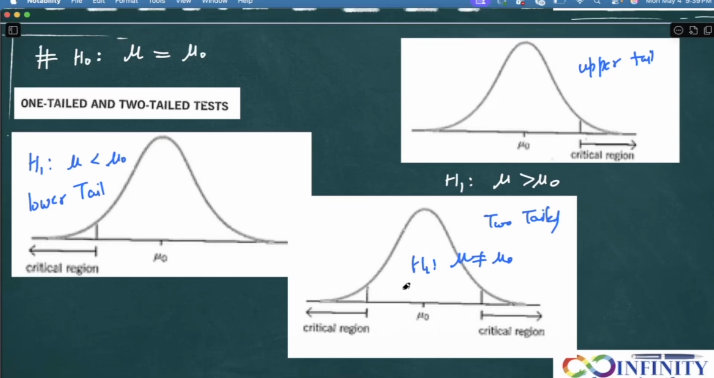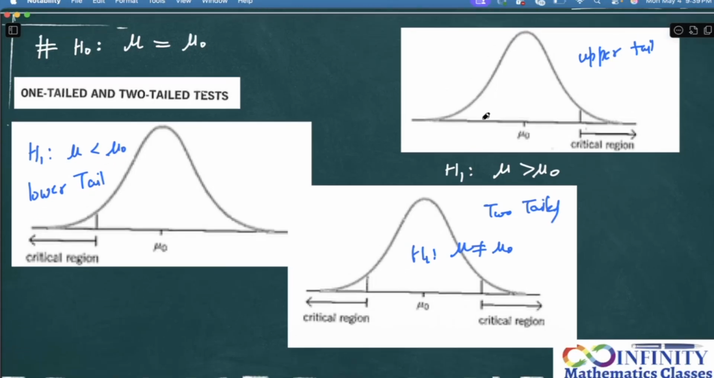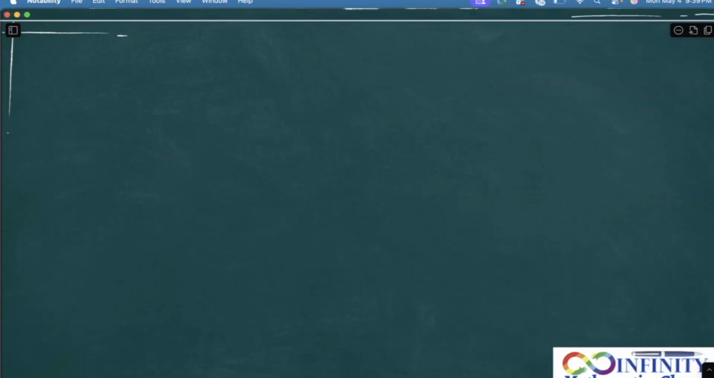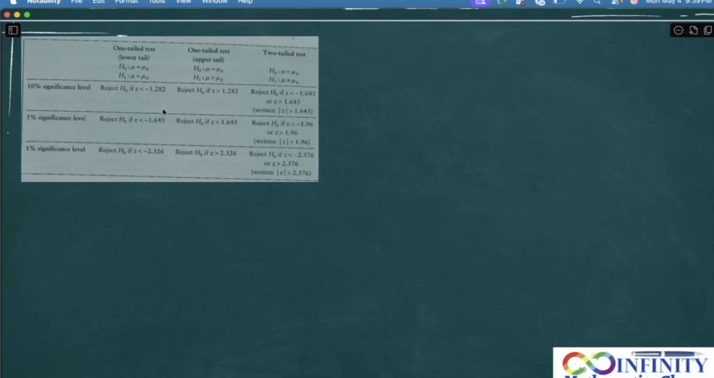Actually for one tail, it is enough to remember the z values only. Otherwise, everything will be obvious for you. But you should be able to differentiate between one tail and two tail. In order to find the values, there is a table and you should be able to remember the table, or the table will be given to you.